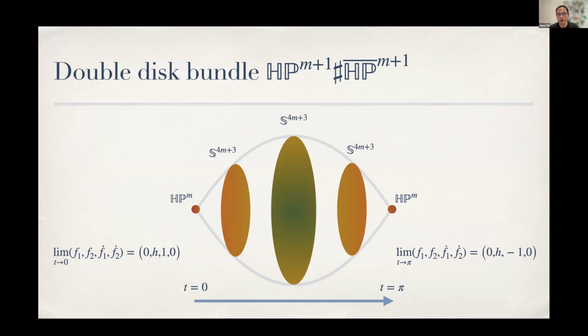So the double disk bundle has a topological structure that looks something like this. It's like gluing two copies of a disk bundle over the principal orbit, which is a (4m+3)-dimensional sphere, right? And on the two ends, the principal orbit collapses to the singular orbit, which is HP^m. So if you consider the cohomogeneity one equation on this compact manifold, you will have an initial condition, that is, how the fiber grows out from the singular orbit. And on the other hand, you need to consider how the fiber collapses on the other end.